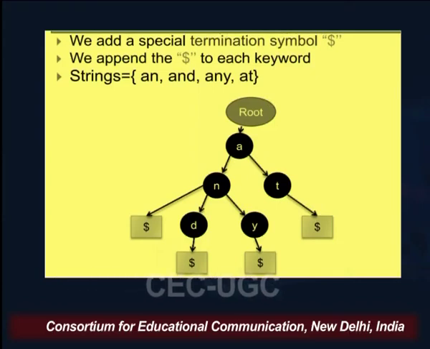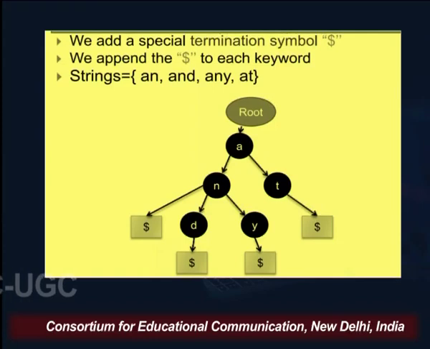Now let us say I take the set of strings S as n, any and at. Here you can see that starting from the root, A is the common character. On the left side, because this tree is an ordered tree or search tree, N is on the left side, T is on the right side. So at, and this at is terminated with the help of a dollar. N, then N is also terminated with the help of a dollar.